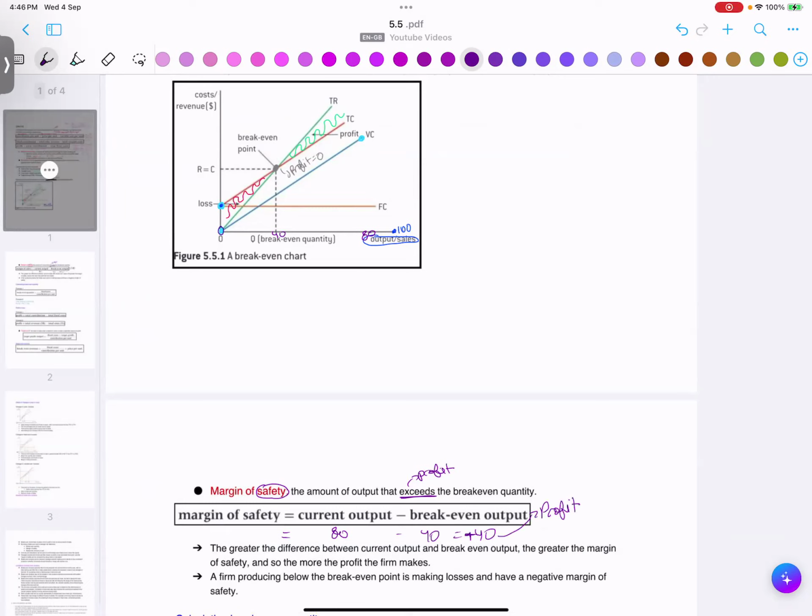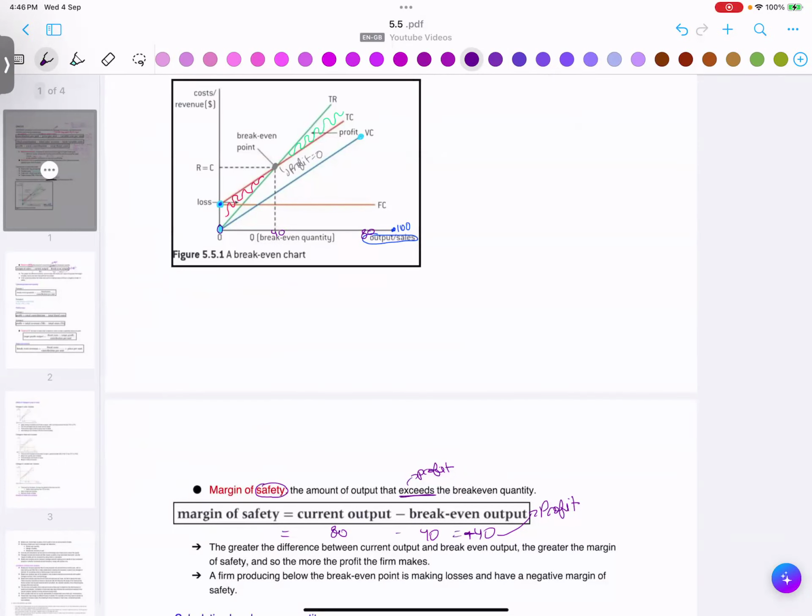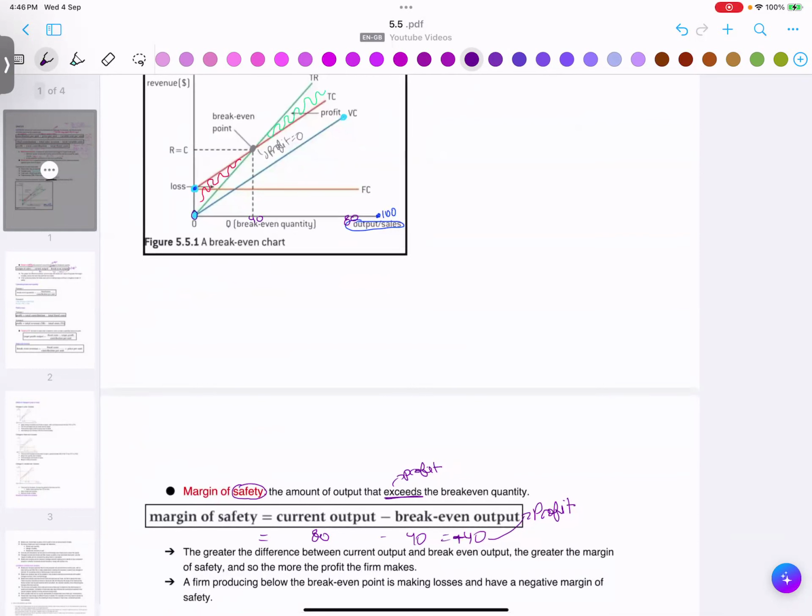Okay, because they are producing more than the break-even quantity. So basically, the greater the difference between the current output and break-even output, the greater the margin of safety, and so the more profit the firm makes. So if they end up producing at 100, then their margin of safety will be 60. So they'll produce even more profit, right?